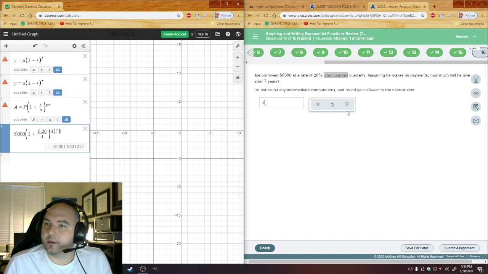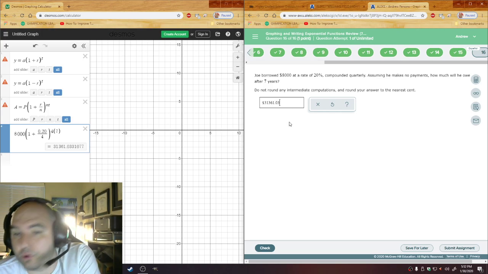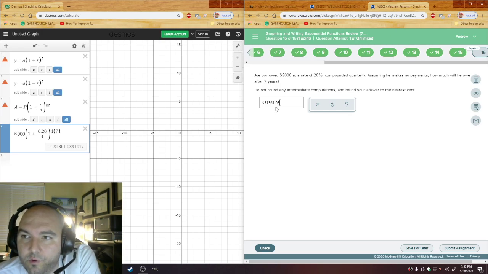There you go. So I filled it all up. Starting amount, 1 plus the rate, 20%, compounded quarterly, so I put 4 and 4 to the 7. So after 7 years, you owe this much money. And this does say round to the nearest cent. I've been rounding to the nearest whole dollar on a lot of problems, or a whole number, or whatever. This time it does want 2 spaces after the decimal, because that's what cents is.